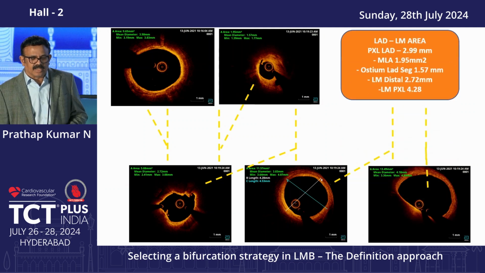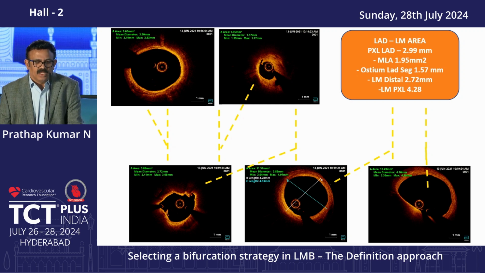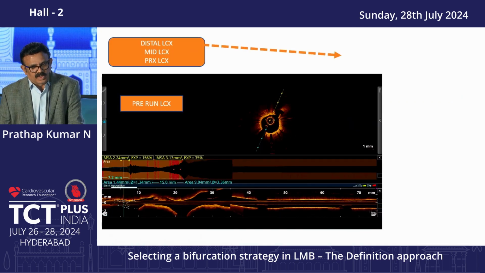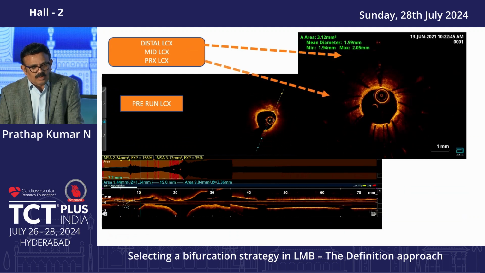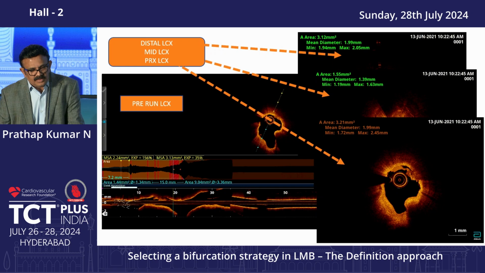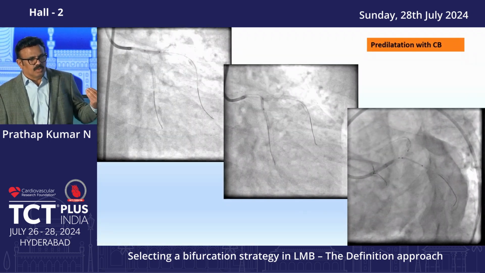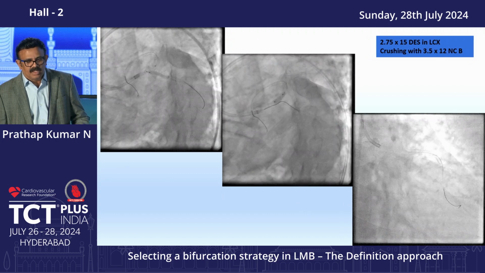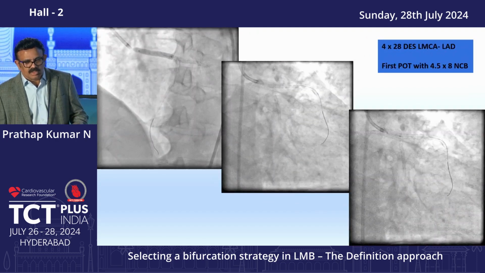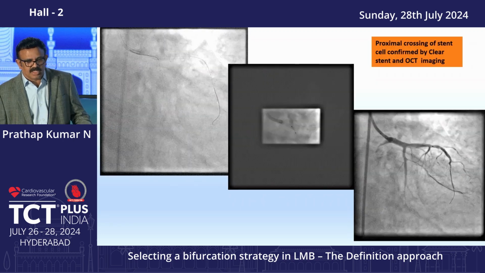The LM area is proximal LAD 2.99, MLA is only 1.95, and we could identify these areas. And the pre-run circumflex we also did, in this case 3.12, 1.55 is the tightest area, and 3.21. So then we did a pre-dilatation with the cutting balloon in both circumflex and LAD, then crushed stent, first part, we did a DK crush in this case.